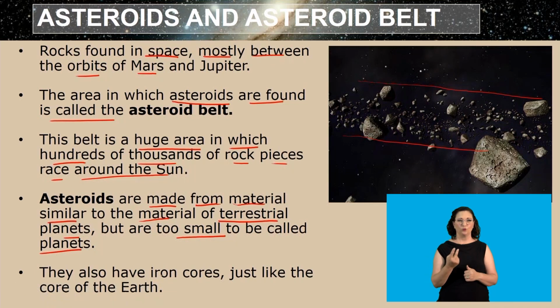They also have an iron core, just like the core of the Earth. But because they are too small and do not fit the three categories that make an object a planet, they cannot be referred to as planets. And they further cannot be referred to as dwarf planets. They are called asteroids because they are small rocks made up of materials that form part of planets, but they are not planets. All right. I hope you understood that.